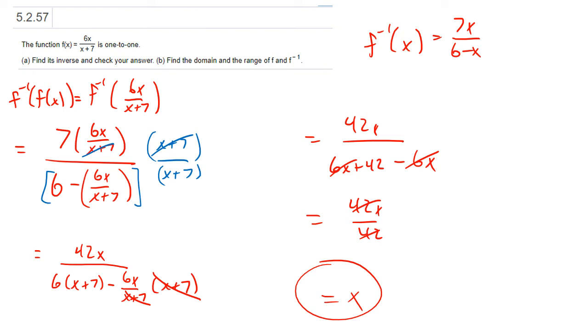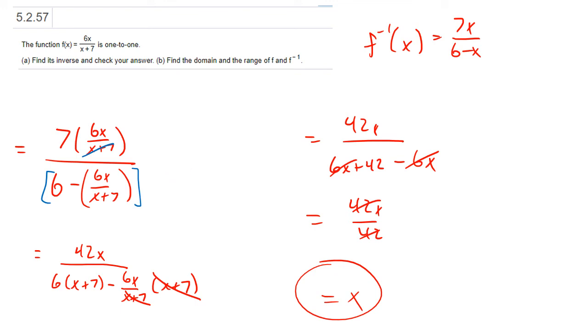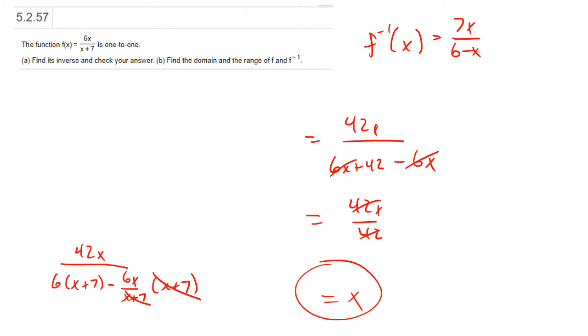Okay. So as I mentioned, depending on what's expected of you in your particular course, you may only have to do one order of composition to verify that you found the inverse correctly, or you may be expected to do both. As long as we're just practicing, I don't see the harm in doing both. Okay, we're not quite done with this problem. We are asked to find the domain and range of both f and f inverse.